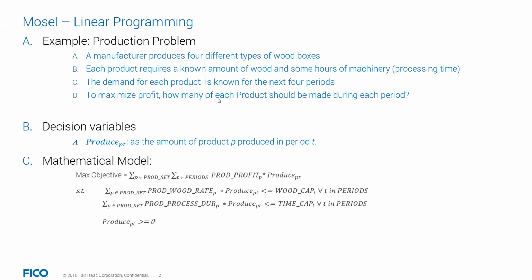To model this problem as a mathematical optimization problem, we introduce our first continuous decision variable as the amount that we should produce of product P in period T, and the mathematical model can be written this way. We are trying to maximize the objective, which is the profit, and we need to make sure that we honor the wood capacity and the time cap that we have in each period.